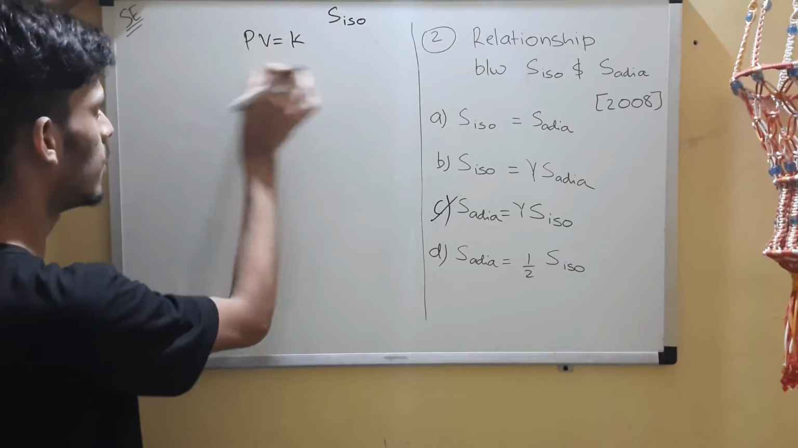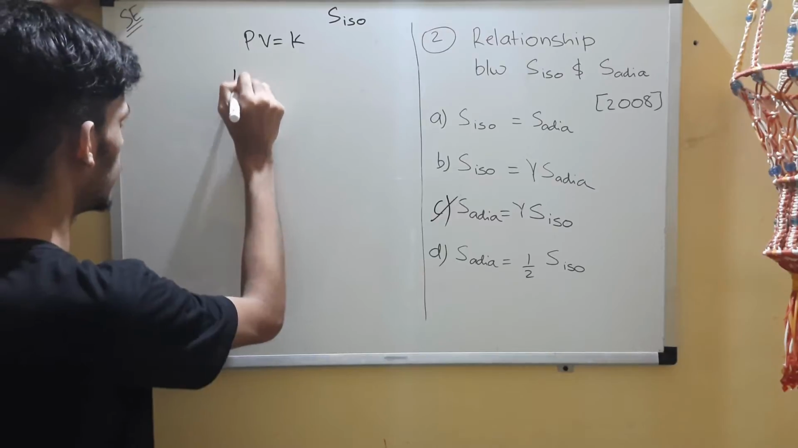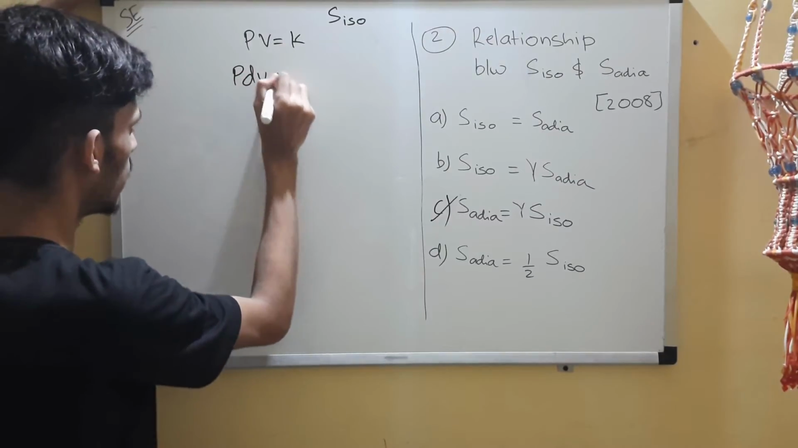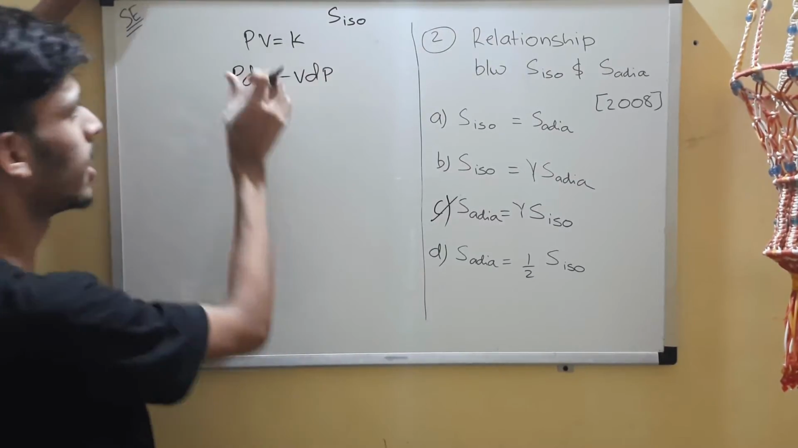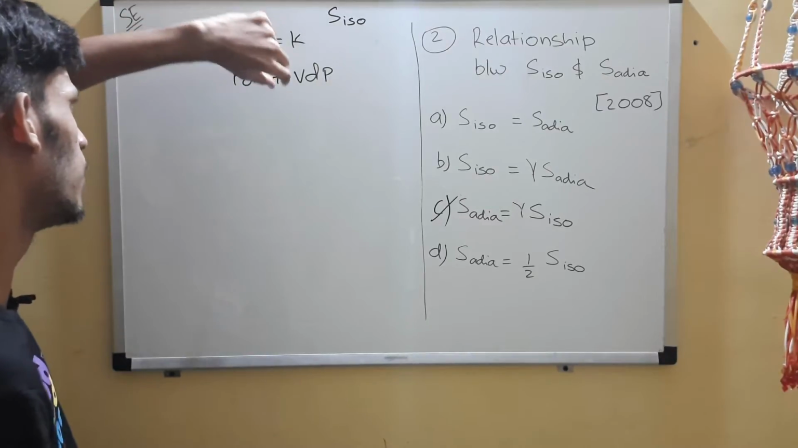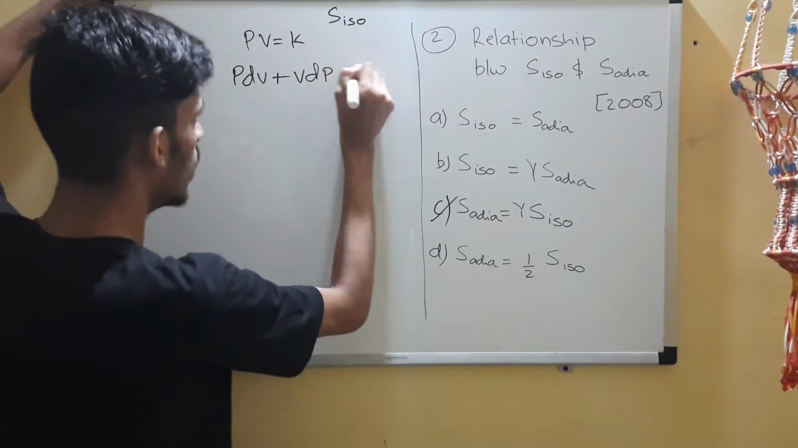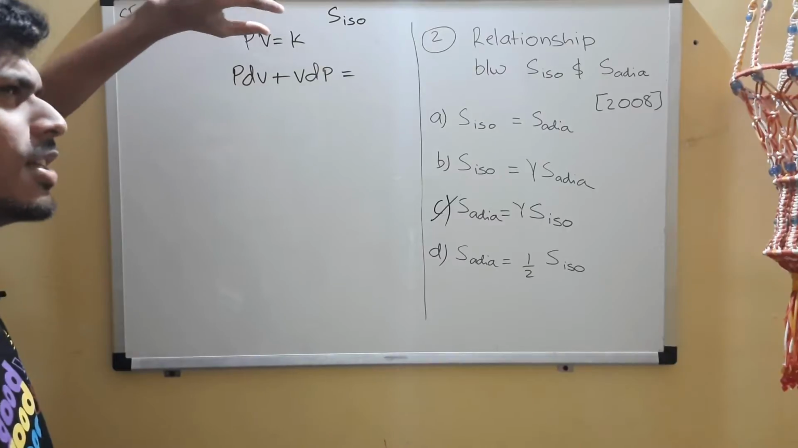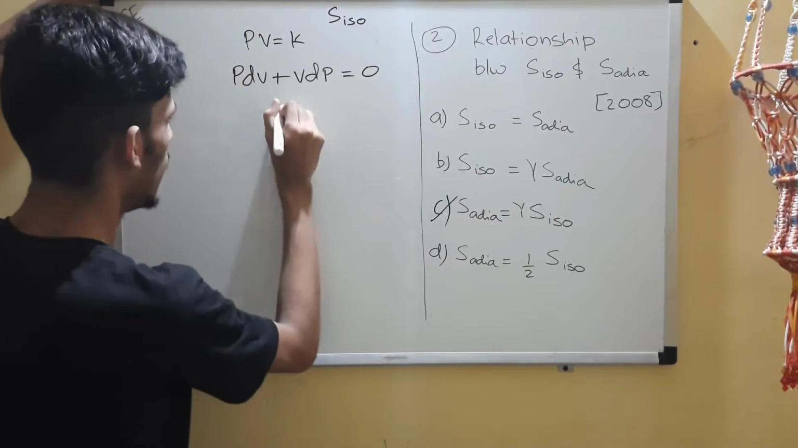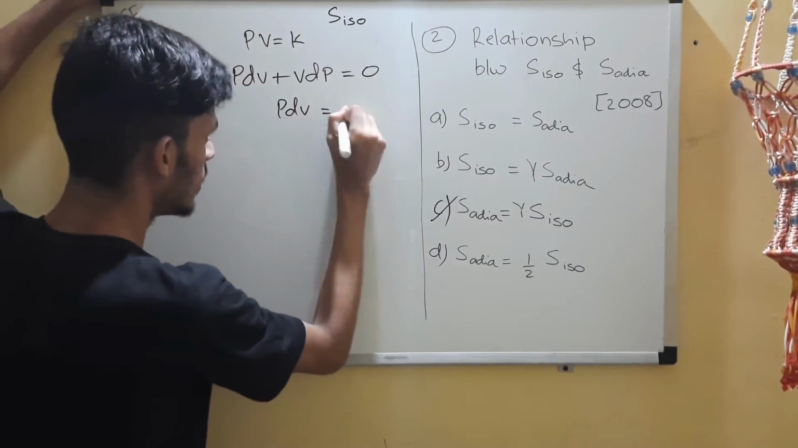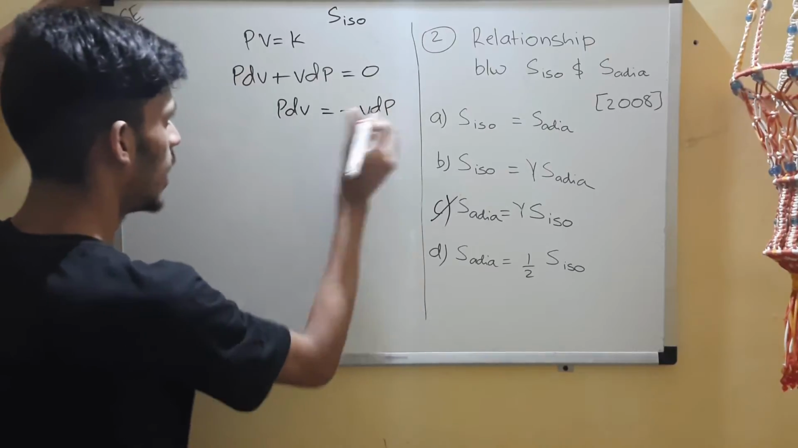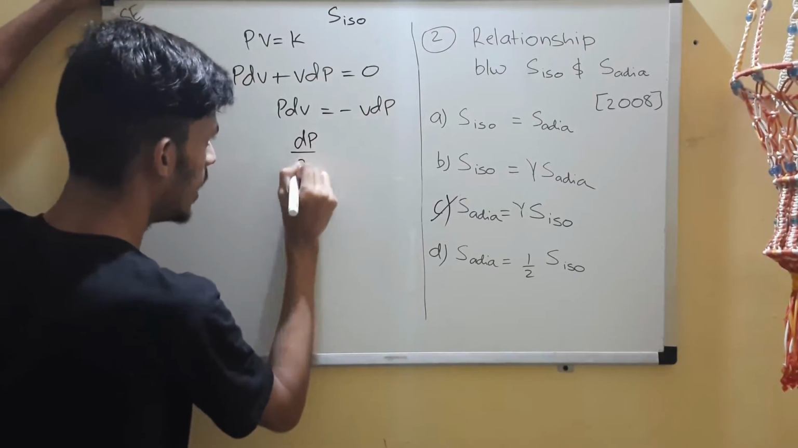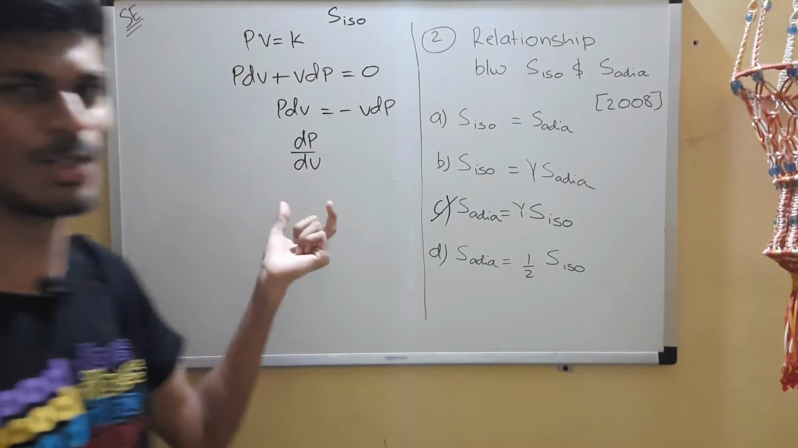Once we write this, we are going to differentiate this. So P into dV plus V into dP, applying the UV rule, U into derivative of V plus V into derivative of U. And now differentiation of a constant is 0. So you can write P dV equals minus V dP, right? Now write dP by dV.